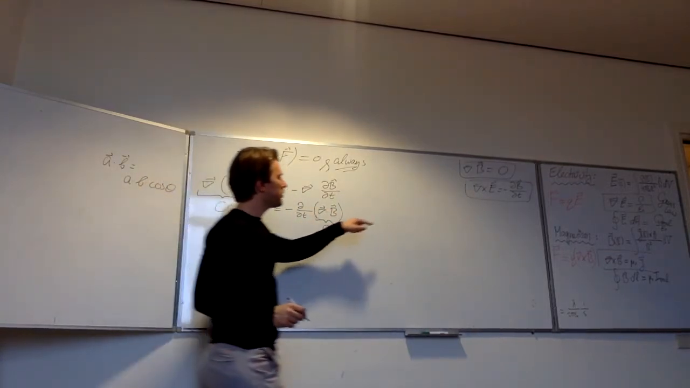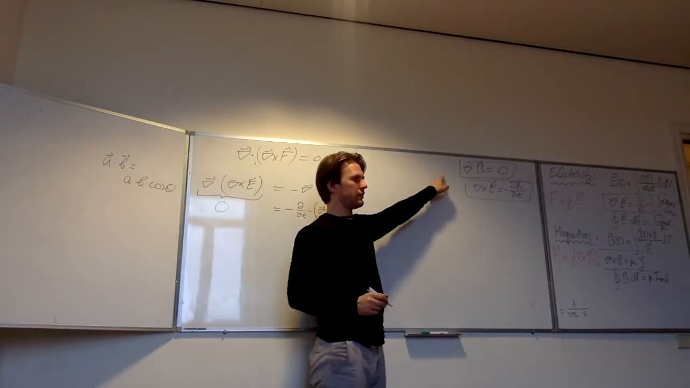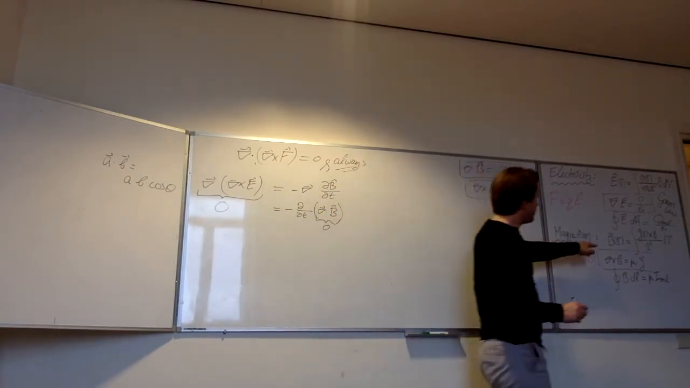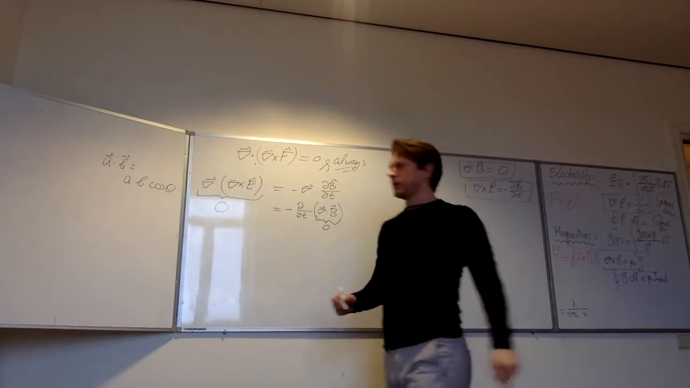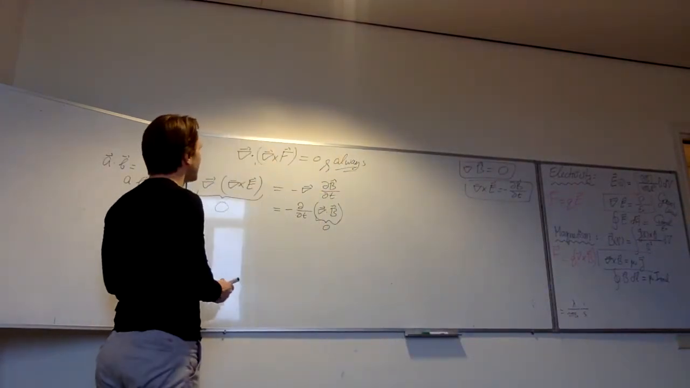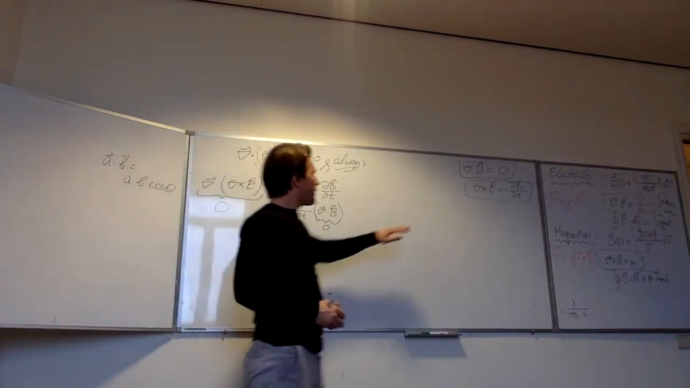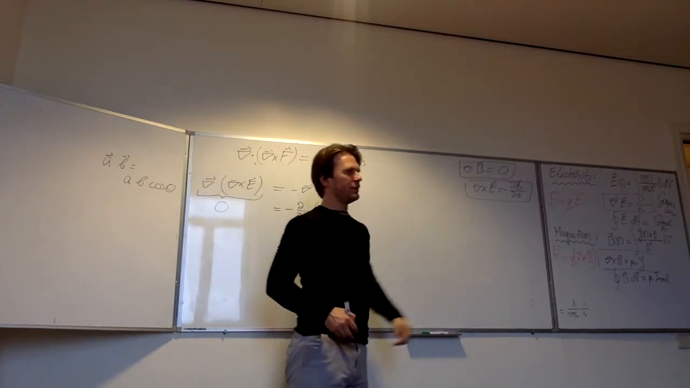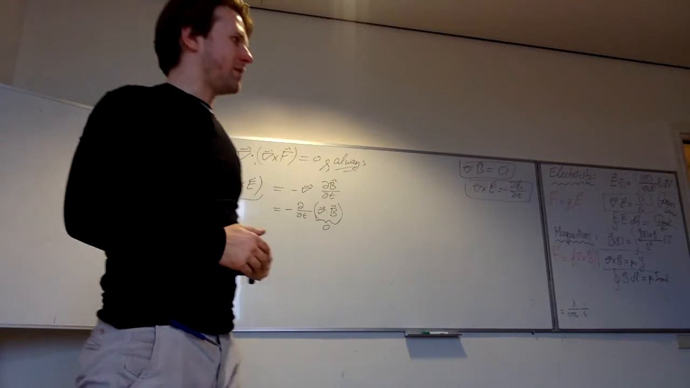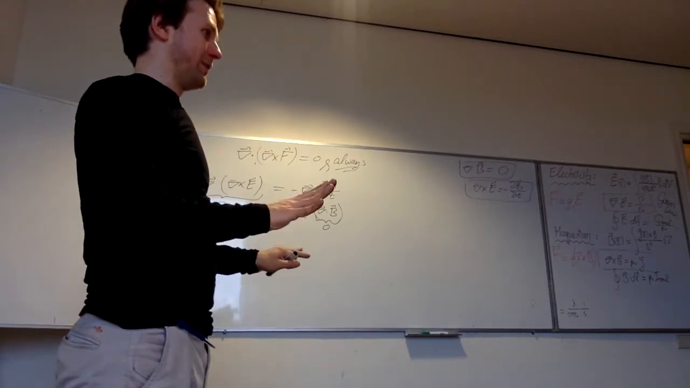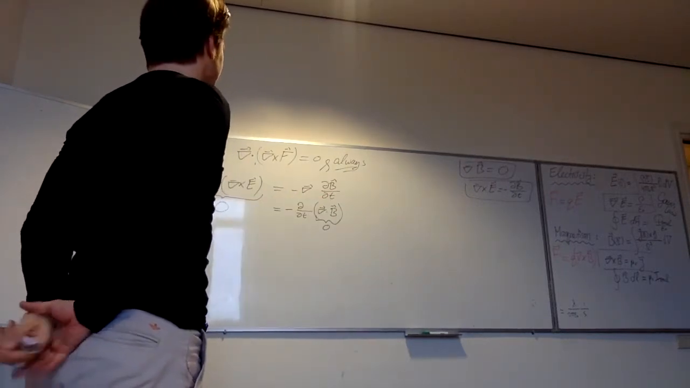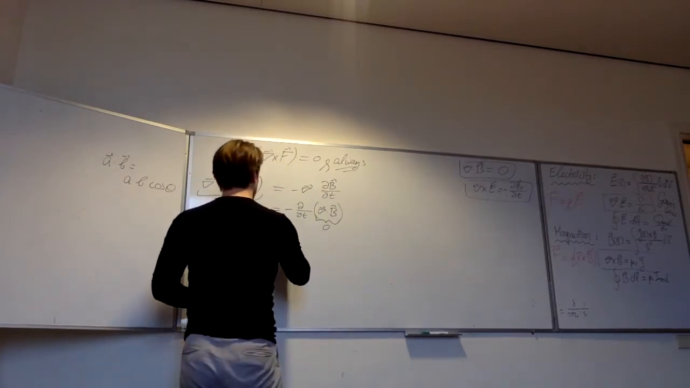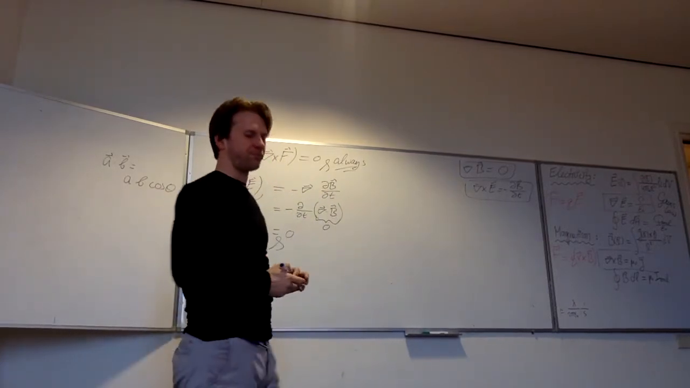Why is it 0? Because of this law. Why was this 0? You could easily prove from this law. So apparently, this Faraday law is in complete agreement with this law. So they're not contradicting each other. So it's good. 0 equals 0. Well, that's probably true.